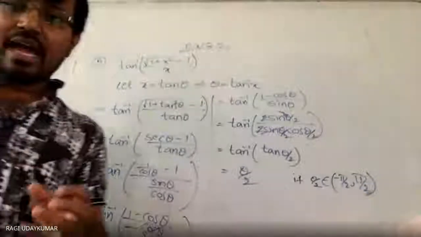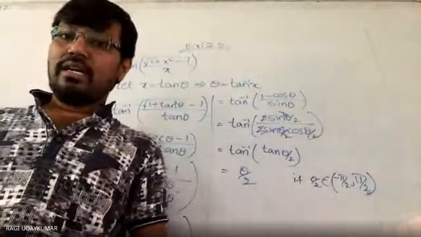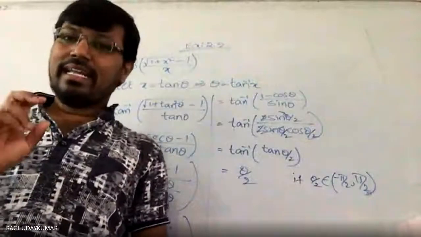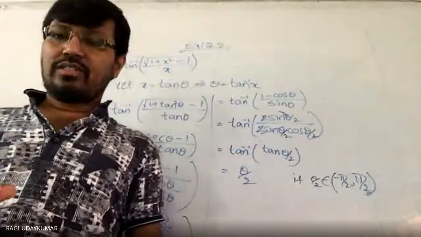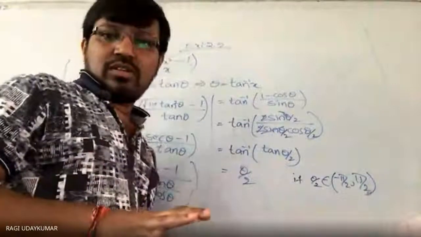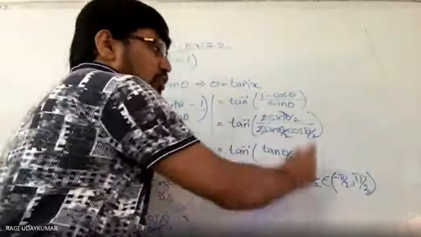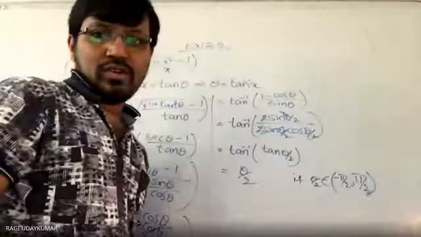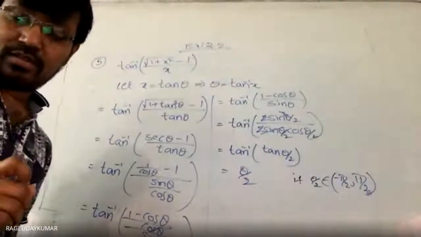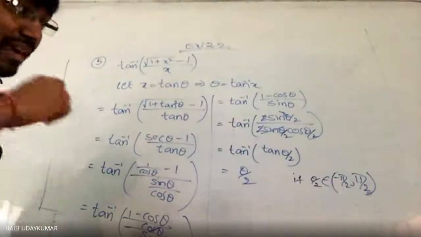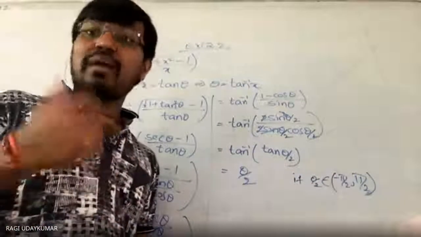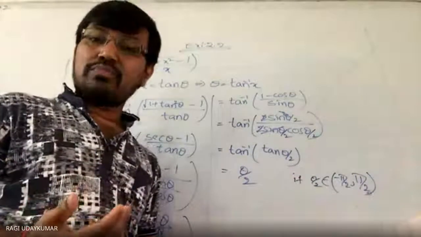If you mention this condition in the examination, it shows the examiner that you have a very good idea of all the principal value branches. It cannot always be taken as theta by 2. Only if theta by 2 belongs to minus pi by 2 to plus pi by 2, that means theta belongs to minus pi to plus pi.